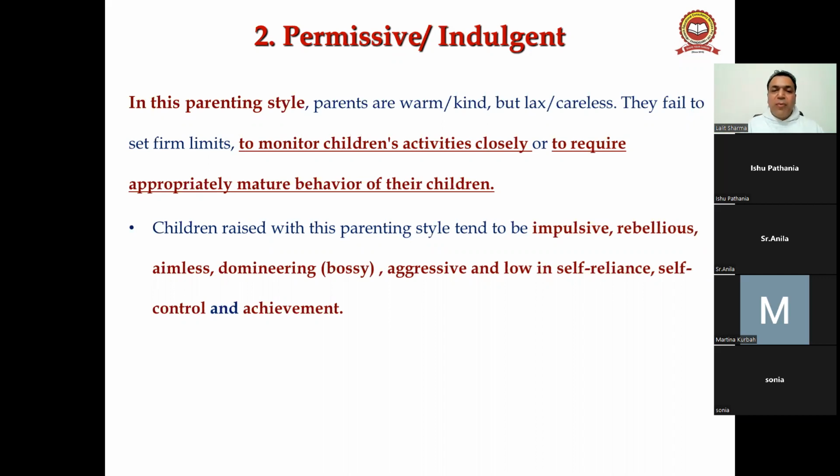So what happens? Children raised with this kind of parenting style tend to be more impulsive. Guys, you say that your child is more impulsive, more aggressive. Basically, your child is not inherently impulsive or aggressive. When he was growing up, you were very kind, you were very careless. This is the reason your child becomes more impulsive, more rebellious, aimless, domineering, aggressive, low in self-reliance, self-control and achievement.